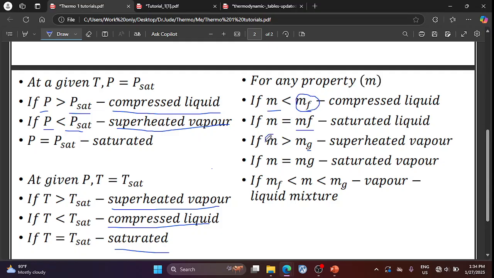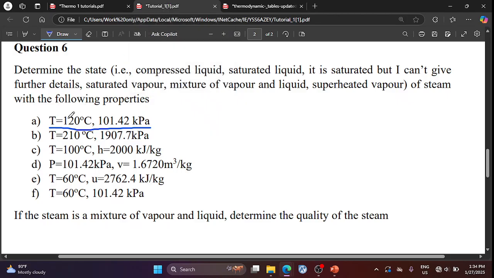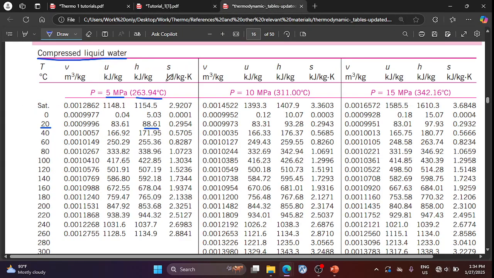And here we see the value is above the property for saturated vapor, so it is superheated vapor. If I am in between, then I'm a vapor-liquid mixture, right? So that is just something to take note of. So for the tutorials, 120 degrees Celsius, 101.42 kilopascal.